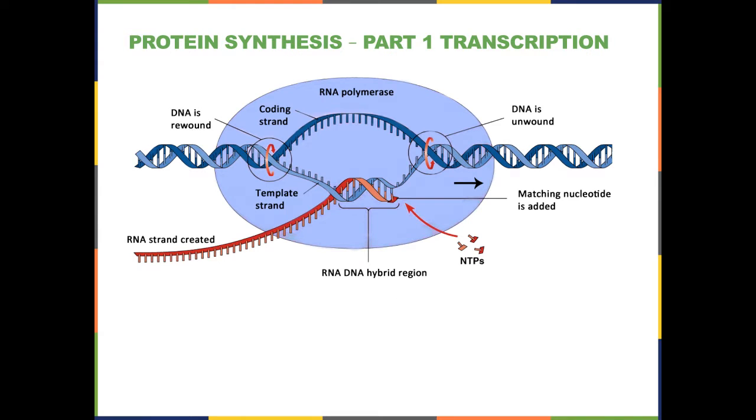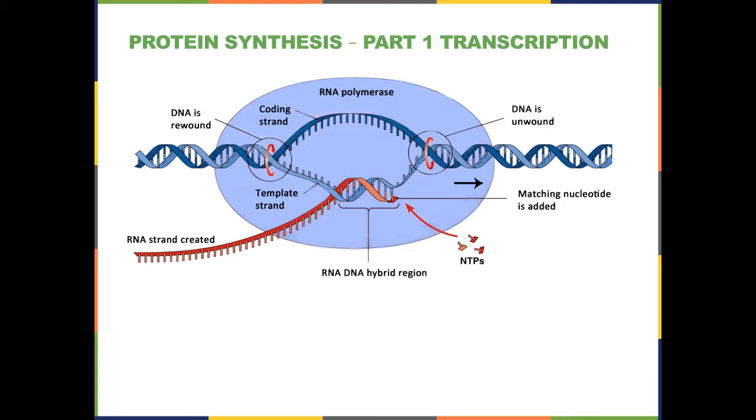So protein synthesis can be divided into two parts. Remember, I said that a gene is responsible for producing a protein. So we have to see the relationship between the gene and the protein that's produced. And so let's take a look at that in a little bit of detail.